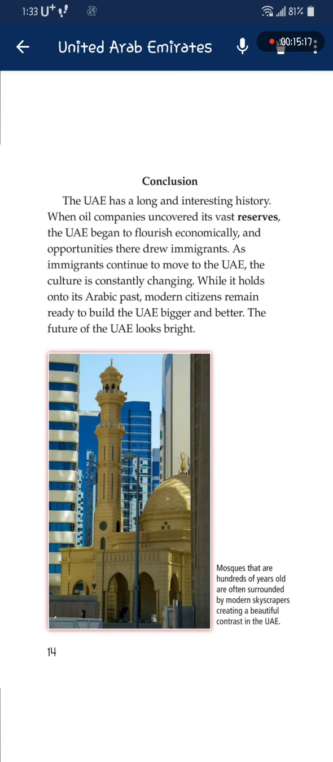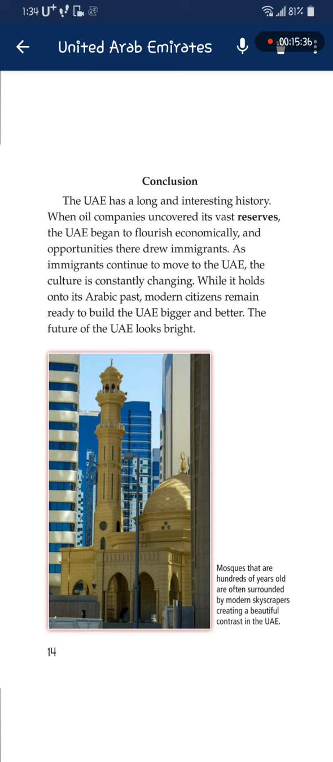Conclusion: the UAE has a long and interesting history. When oil companies uncovered its vast reserves, the UAE boomed economically, and opportunities drew immigrants.